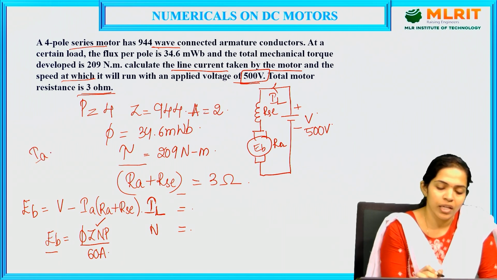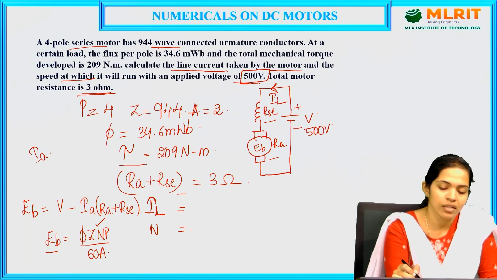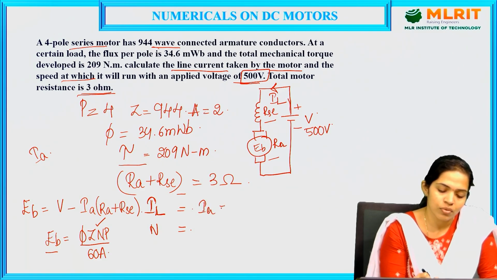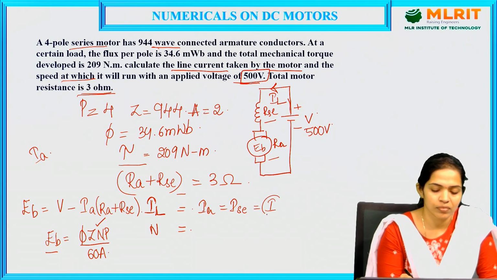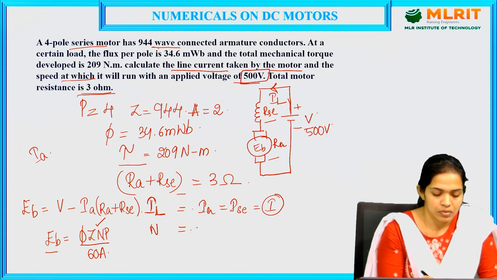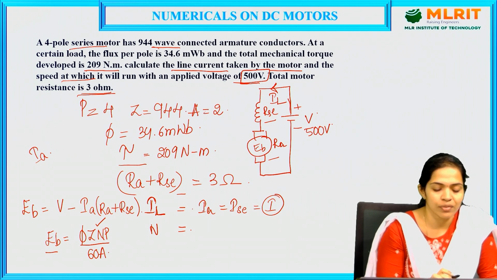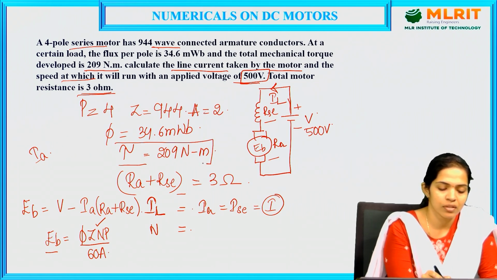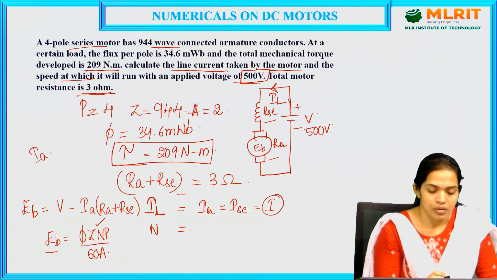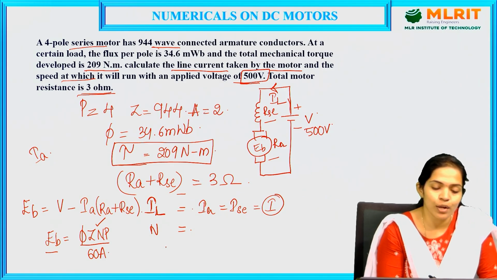So here in a series motor, as the field winding, armature winding and the supply lines are all in series, we can take IL is equal to ISE is equal to, let me consider it as one single current I. So now he has also given the torque for us in the question. The value of torque is given. So from this I can calculate my IA.